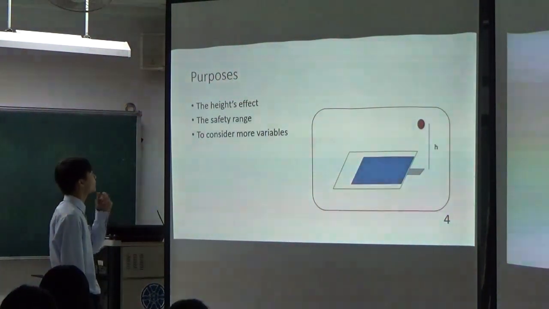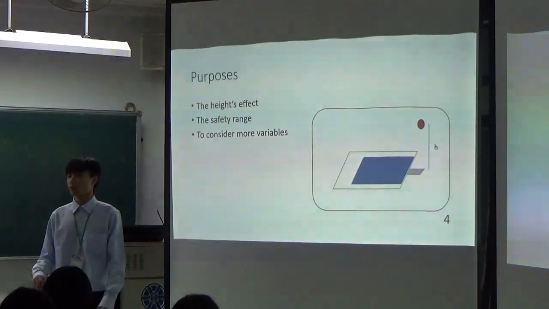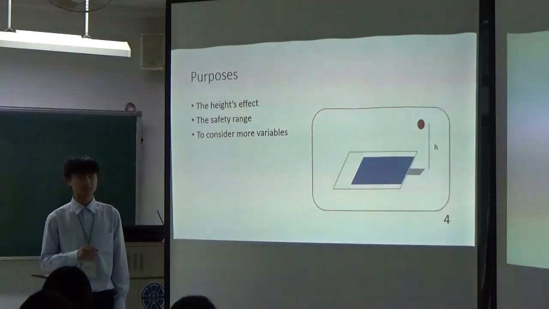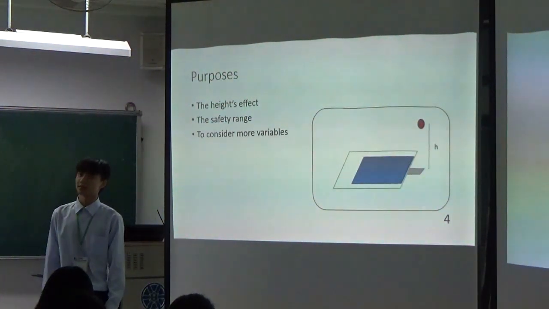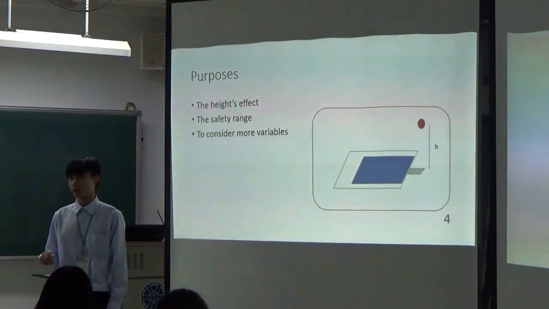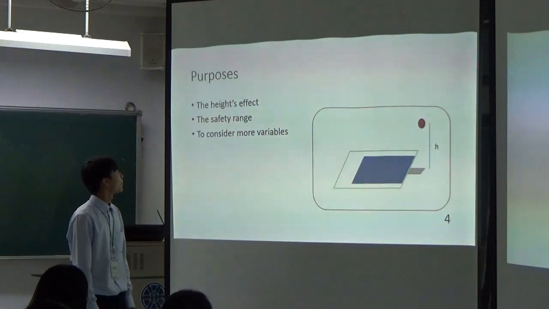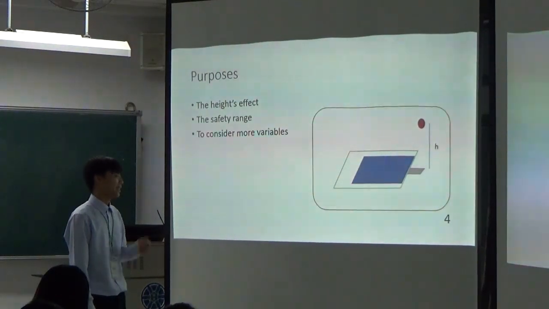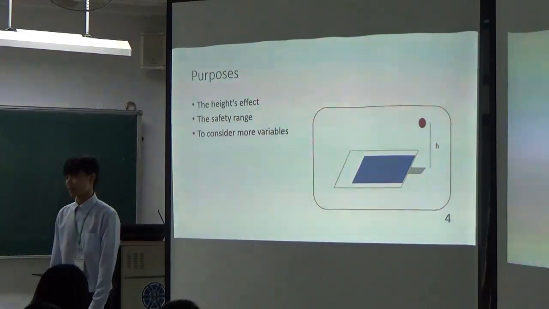The main purpose of the research is to investigate the height effect. Another is to find the safe range: the ruler won't fall if we release the ball within that range of height. At the same time, we try to include as many factors as possible.